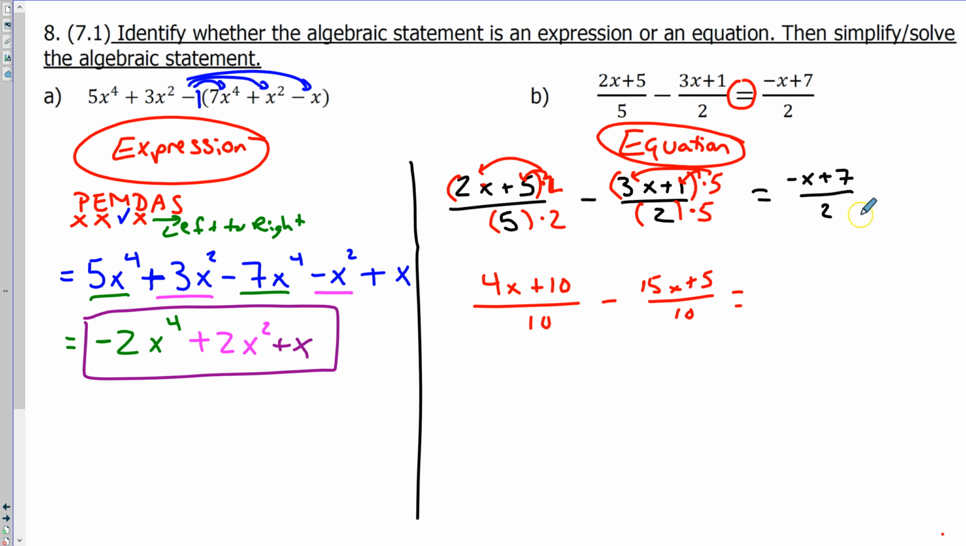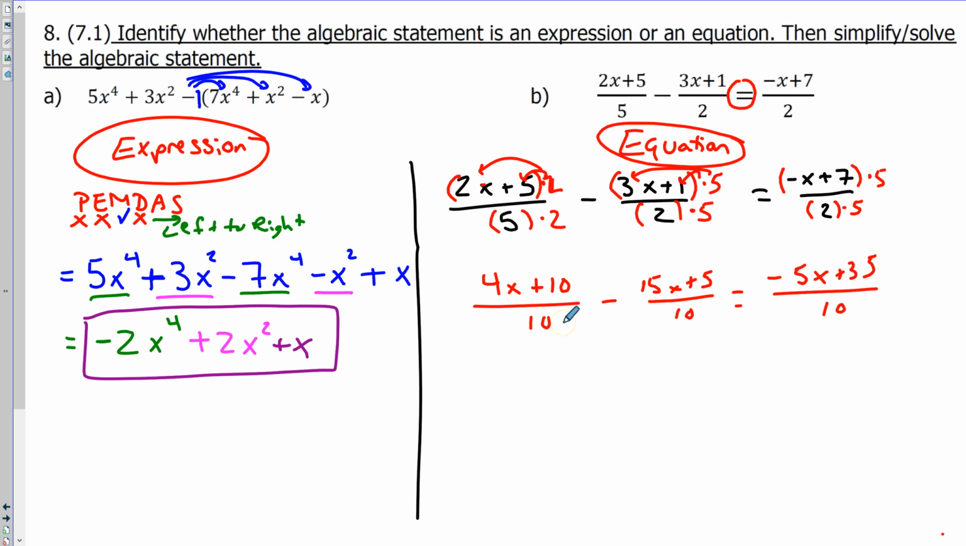And if I wanted to get a common denominator on the right side of the equation, you definitely could. Just to have them all out of tenths, that might be helpful. So you can pull the same trick if you wanted to. Make this one multiply by 5. This would be negative 5x plus 7 times 5, which is 35 all over 10.